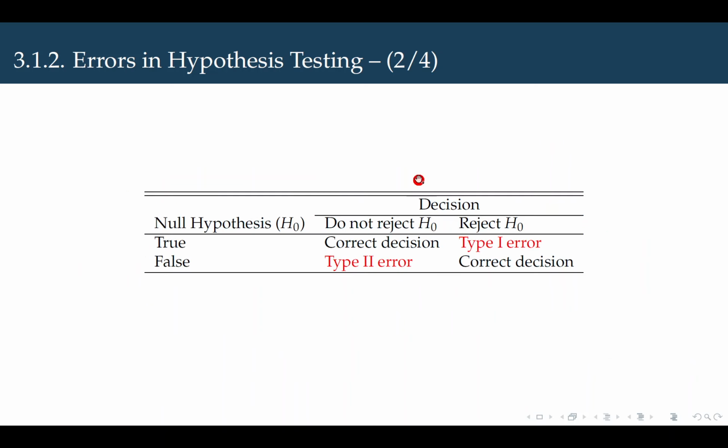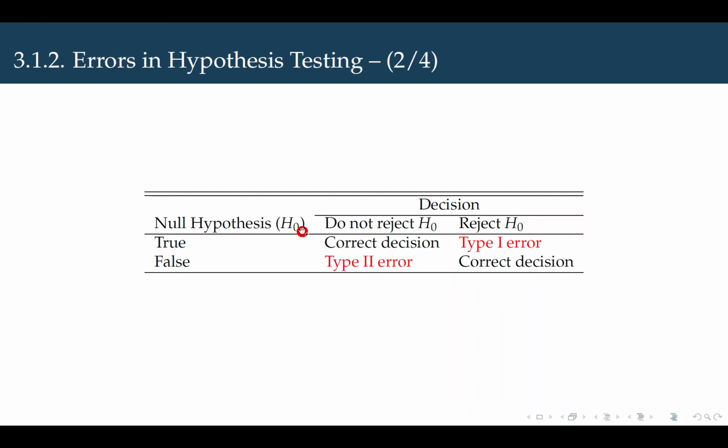So let's consider these two considerations. One is the null hypothesis and the other is our decision. Now, the null hypothesis may be actually true. If the null hypothesis is true, and if we do not reject this null hypothesis, then the decision is correct. But if the null hypothesis is true, and if we reject the null hypothesis, in that case, we are committing type 1 error. Rejecting H naught, where H naught is true.